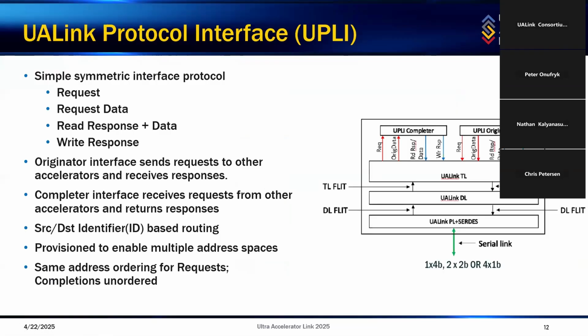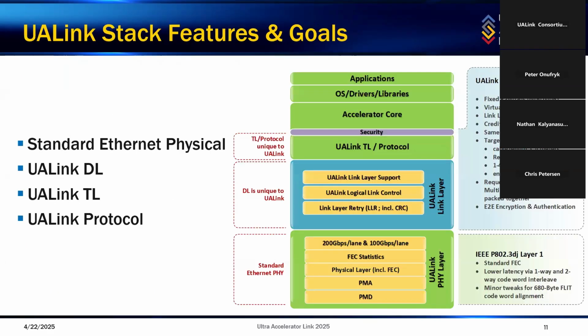So Peter provided an overview of scale-up pods, UALink specification goals, and benefits. In this section, let us start with an overview of the UALink stack. As you can see, the link stack is comprised of a physical layer, a data link layer, transaction layer, and protocol layers. Also, as Peter noted, one of the critical goals of UALink is to leverage Ethernet infrastructure like cables, retimers, connectors, and management software. So UALink starts with a standard Ethernet physical layer.